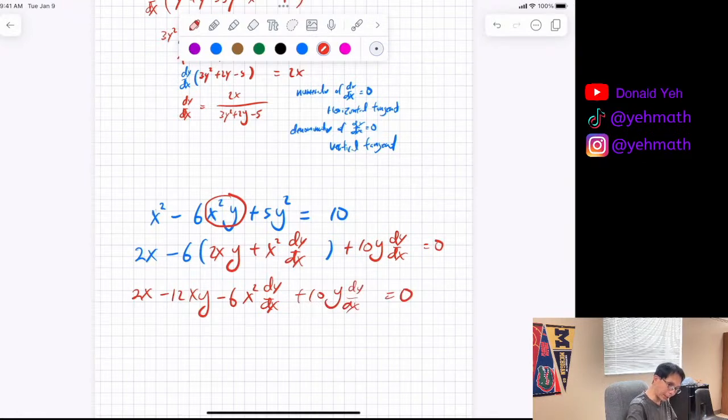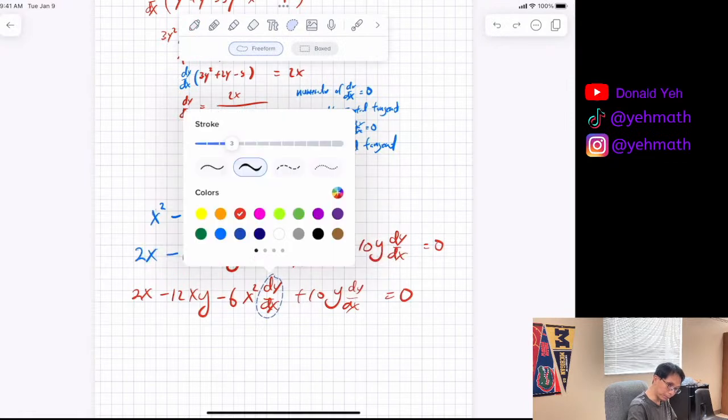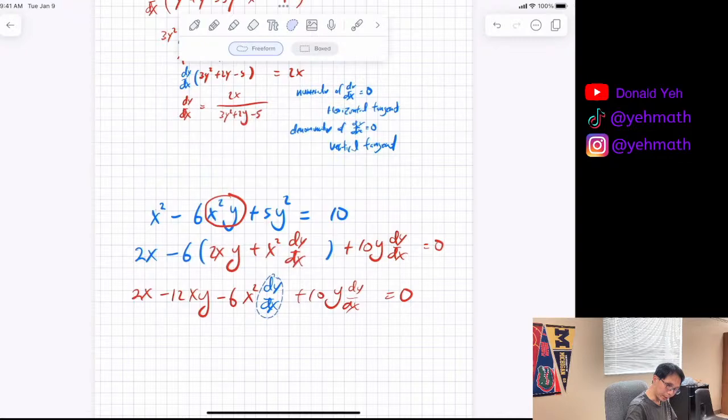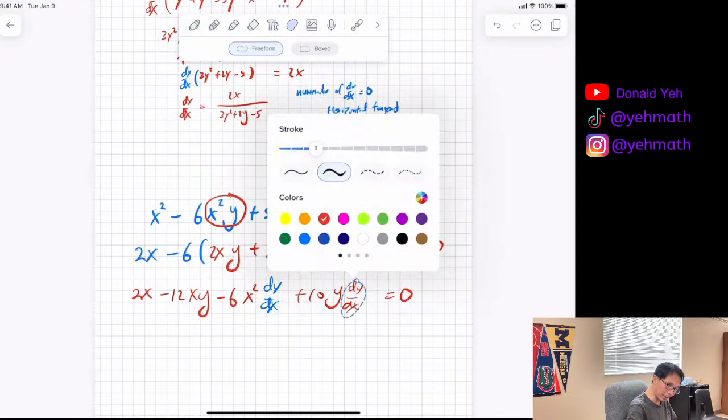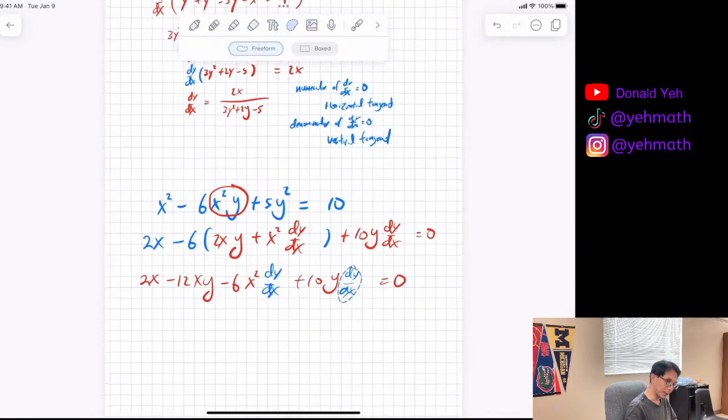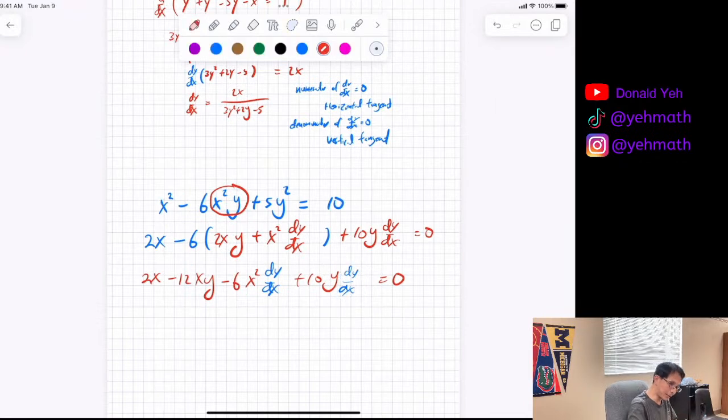And I'm going to highlight those two here. I'm going to change to blue. And this is the one I'm going to isolate. So that means everything else goes on the other side. So it's going to be -6x squared dy/dx plus 10y dy/dx, and everything on the other side, so it's going to be -2x plus 12xy.